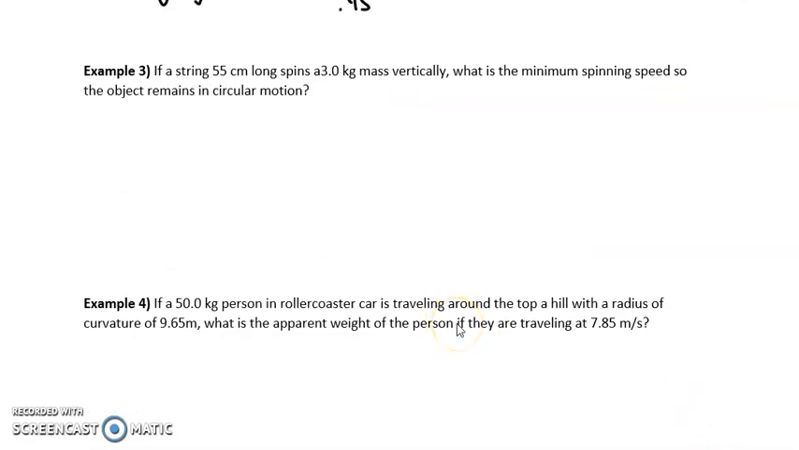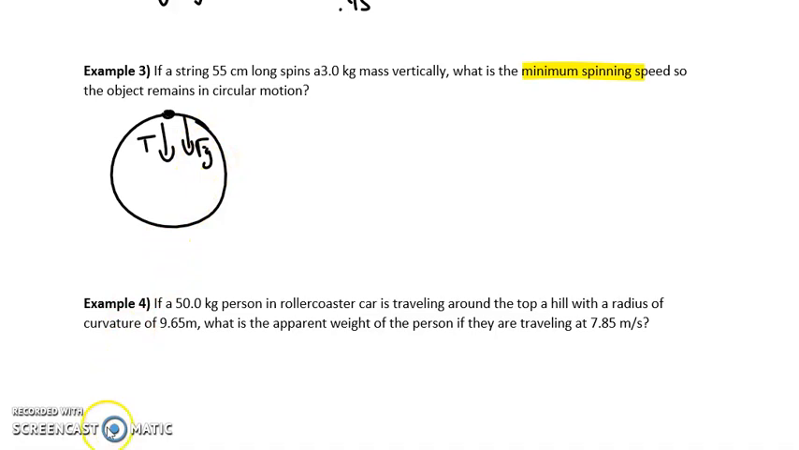Taking a look at the next one. If the string is 55 centimeters long, we want to find, in this case, the minimum spinning speed. Okay, the minimum speed that we're spinning this 3 kilogram object in. So that again happens when force of gravity, except one of the things we should note here is that the tension is equal to 0. So the centripetal force is everything going towards the middle of the circle. That is going to be the force of gravity plus tension, but that tension in the rope is 0.